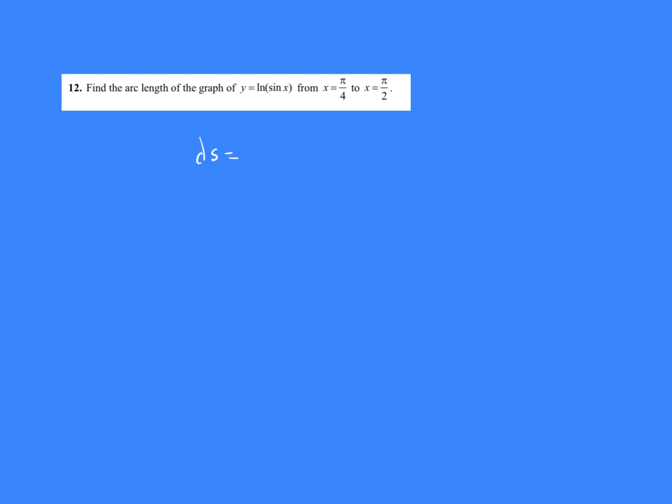The small arc length is the square root of 1 plus the derivative of the function with respect to x, squared, dx. This is the small arc length, and the total length S is the integral of the square root of 1 plus the derivative of f with respect to x, squared, dx, from x equal, in this case, pi divided by 4 to pi divided by 2. So we need the derivative of f.